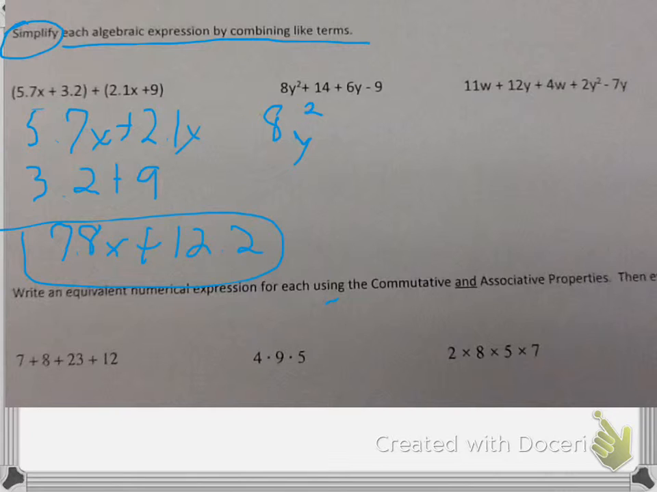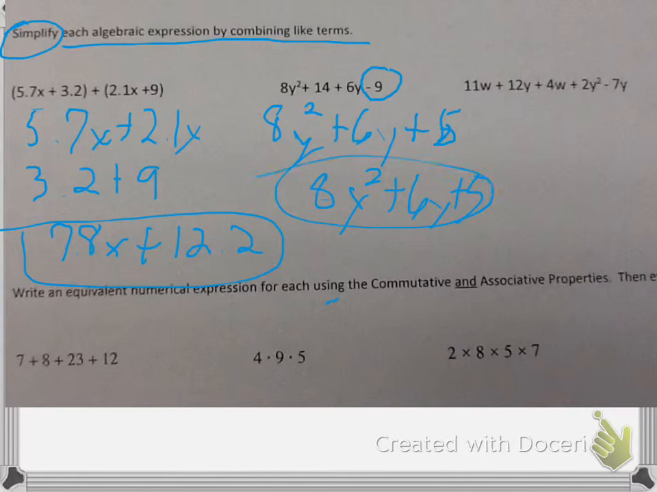So we just have to leave 8y squared the way it is. We have to leave 6y the way it is. So I'm going to say 8y squared plus 6y. And then the two things that I can combine are 14 and 9. But what you have to really pay close attention to is the operation in front of the 9. It's subtraction. So 14 minus 9 is 5. So that's going to be my simplified expression. That's a 5. So I'll rewrite that: 8y squared plus 6y plus 5. Okay? And that would be my solution.